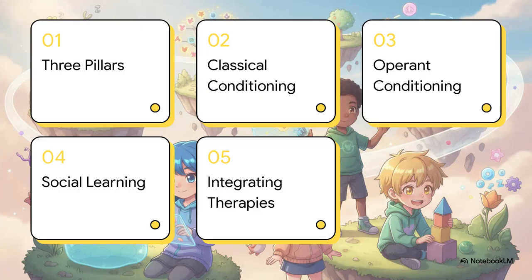So here is our roadmap for the explainer. 1. The 3 pillars of learning. 2. Unlearning fear through classical conditioning. 3. Shaping behavior with operant conditioning. 4. Observation and imitation in social learning. And finally, 5. Integrating therapies for better care.